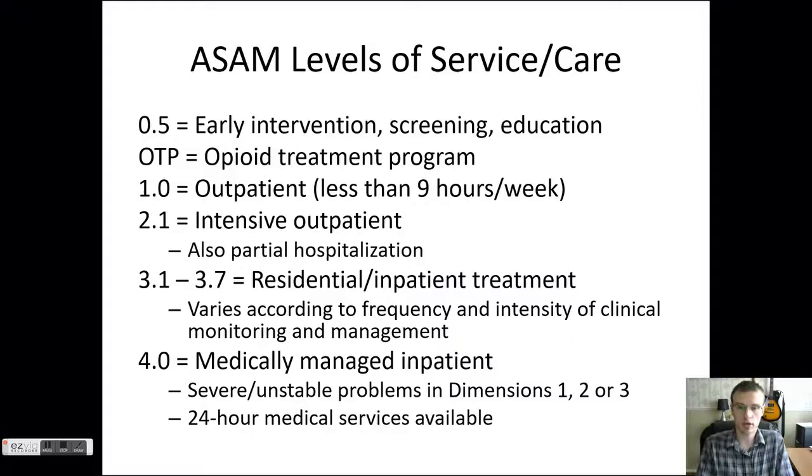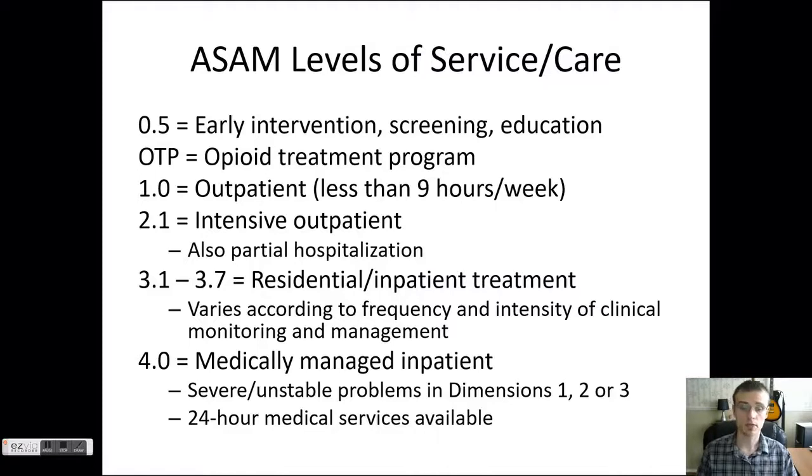Next up, level 1 is outpatient, which is any form of treatment that is less than 9 hours per week in an outpatient setting. 2.1 is the intensive outpatient treatment level, which can also include partial hospitalization, and that is any amount of treatment that is at 9 or more hours per week. 3.1 to 3.7 are various levels of residential and inpatient treatment depending on the specific services and care that are provided at that particular center. And then 4.0, the highest of all, is the medically managed inpatient, which is any hospital setting of any sort. So I'll talk about all those different hospital settings.